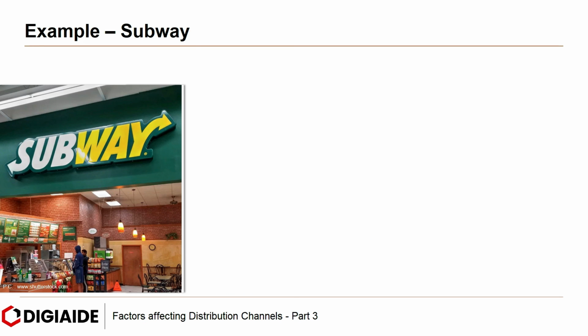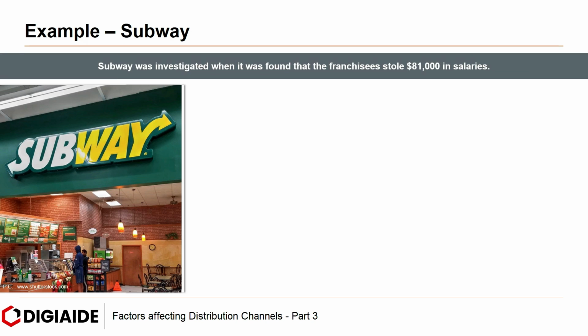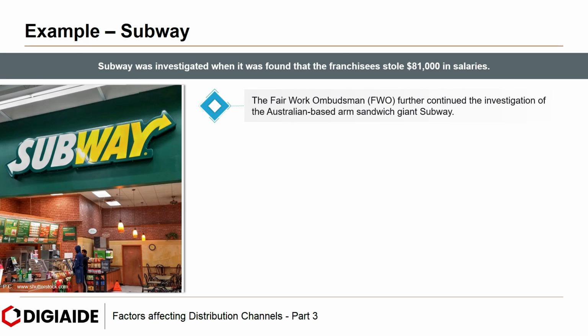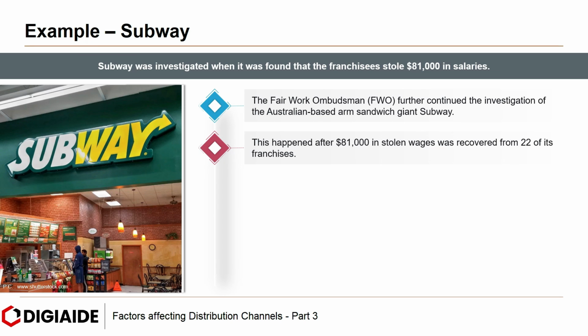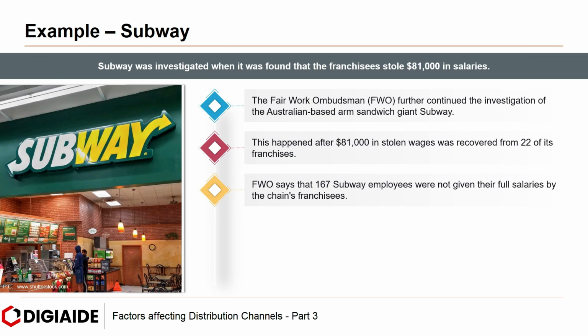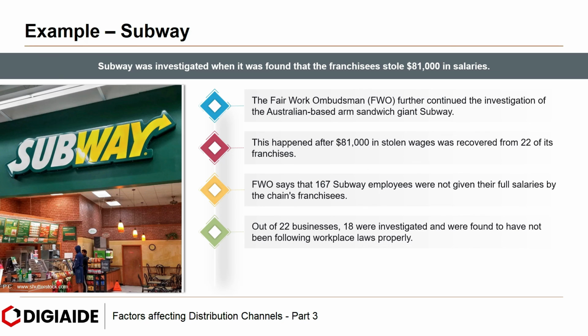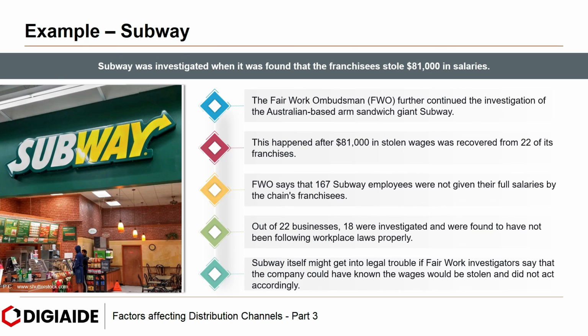Now let's take an example of Subway when it was audited. Subway was investigated when it was found that franchisees stole $81,000 in salaries. The Fair Work Ombudsman further continued the investigation of the Australian-based sandwich giant Subway. This happened after $81,000 in stolen wages was recovered from 22 of its franchises. FWO says that 167 Subway employees were not given their full salaries by the chain's franchisees. Out of the 22 businesses, 18 were investigated and were found to have not been following workplace laws properly in Australia. Subway itself might get into legal trouble if Fair Work investigators say the company could have known the wages would be stolen and did not act accordingly.